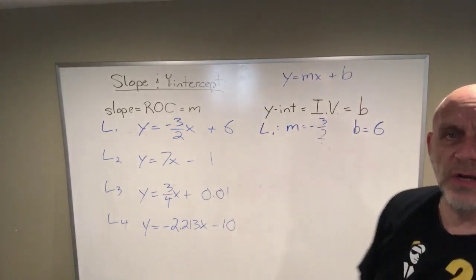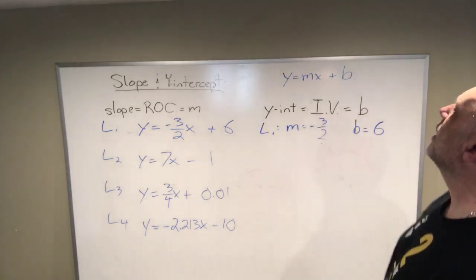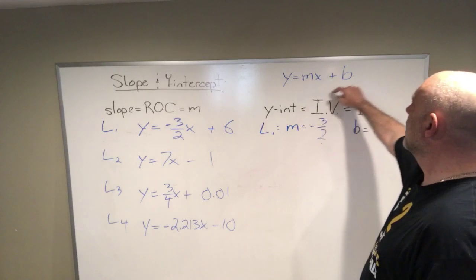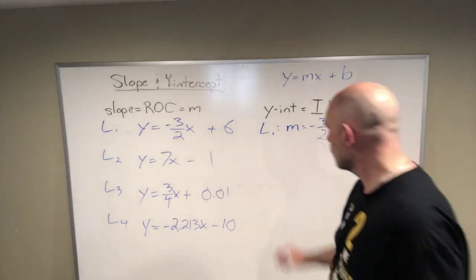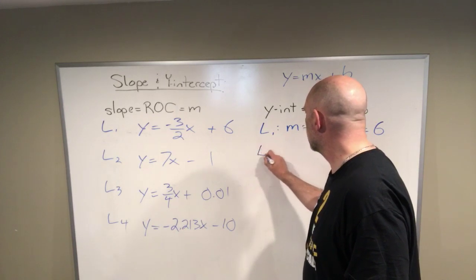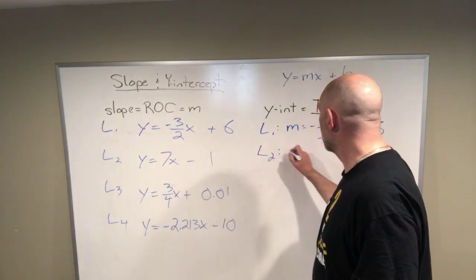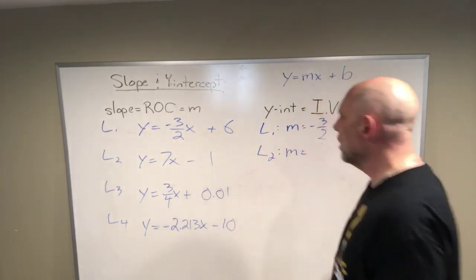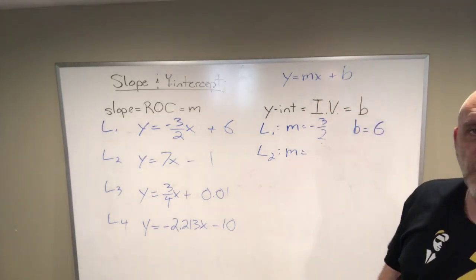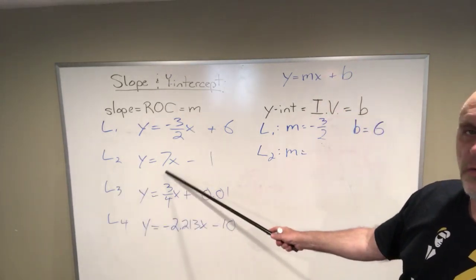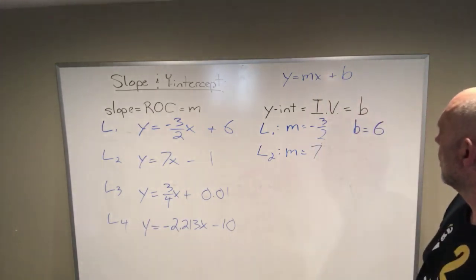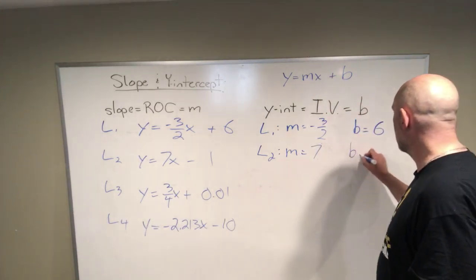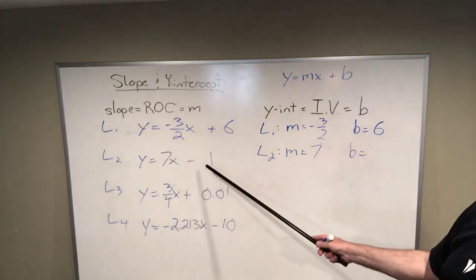That is the whole equation where it comes from. They remind you, yes, the slope goes beside x, and B is the y-intercept. You stick it at the end. L2, what's the slope? What's beside x? 7. What's the y-intercept? The number at the end.